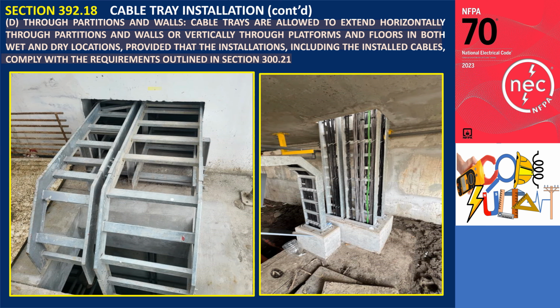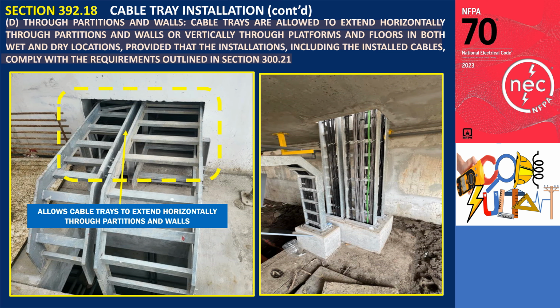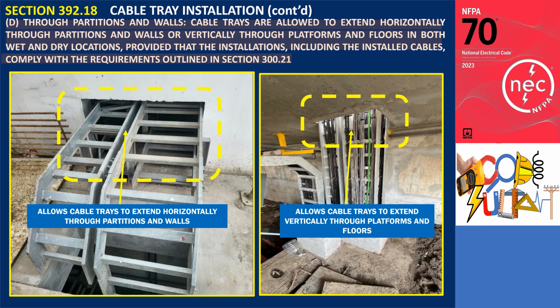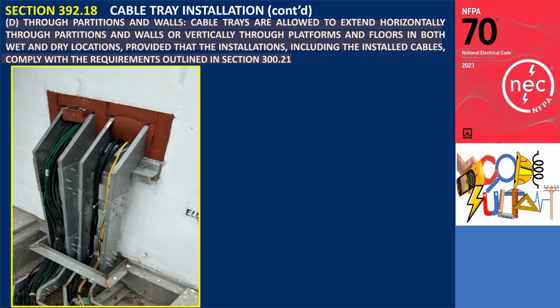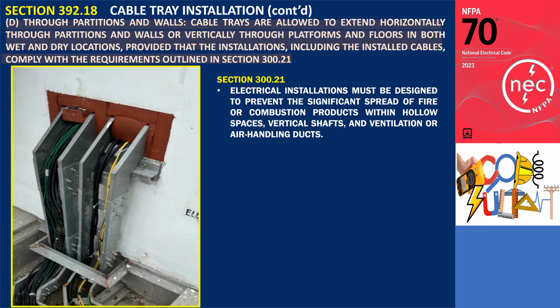This section allows cable trays to extend horizontally through partitions and walls or vertically through platforms and floors in both wet and dry locations. However, these installations must adhere to the requirements specified in Section 300.21 to ensure safety and compliance. Section 300.21 emphasizes that electrical installations must be designed to prevent the significant spread of fire or combustion products within hollow spaces, vertical shafts, and ventilation or air handling ducts.